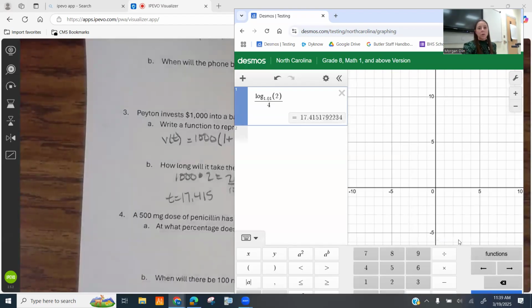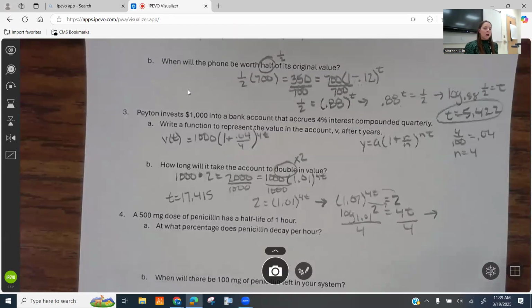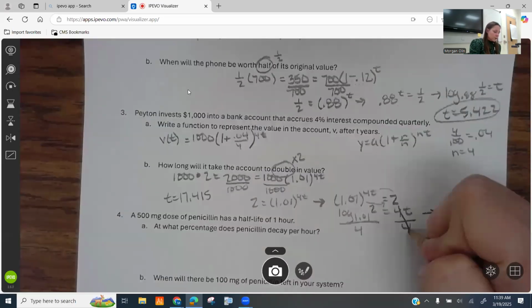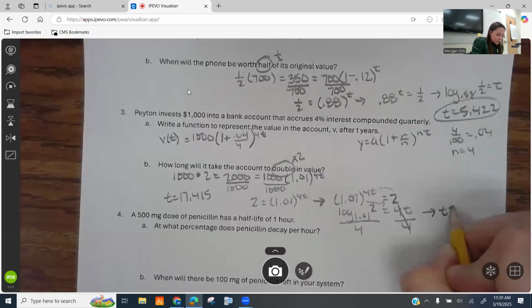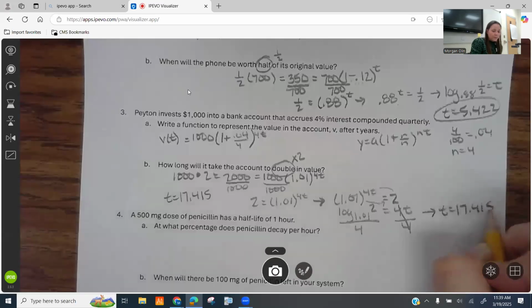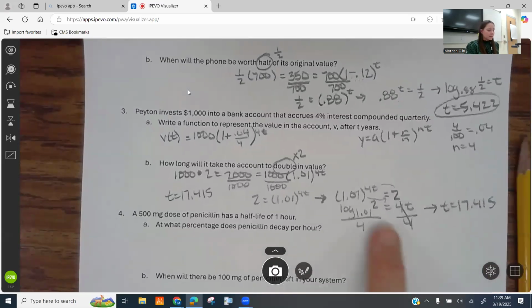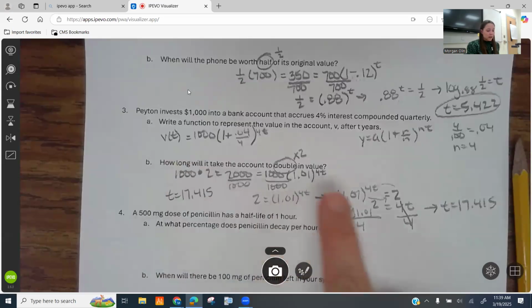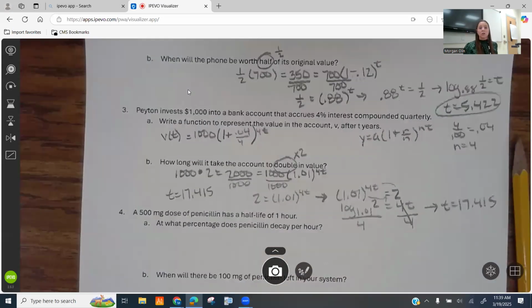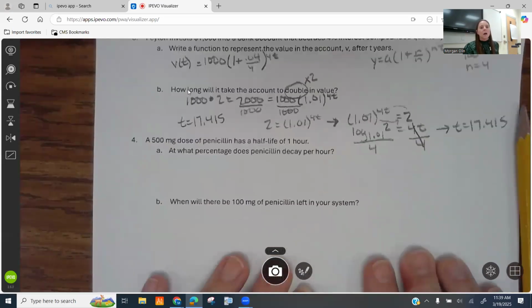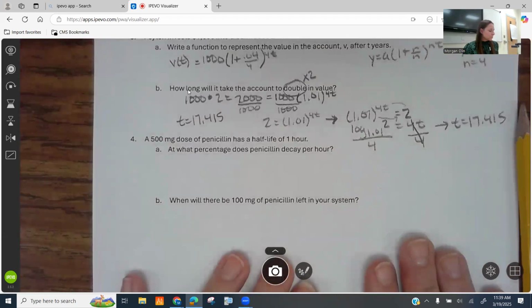And you'll notice it is the exact same answer. So we get the same thing, t still equals 17.415. So we can use the method when we're solving these equations that we were doing earlier and put it into log form. All right, number 4, last one here.